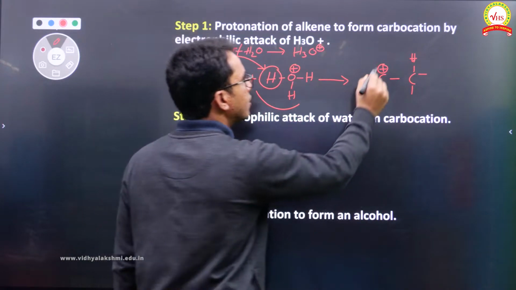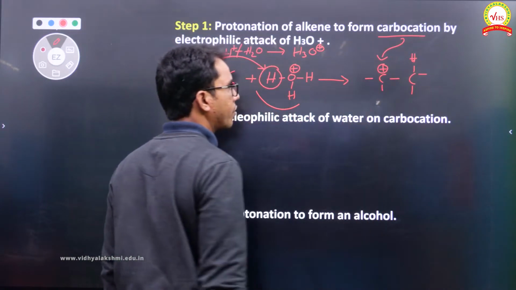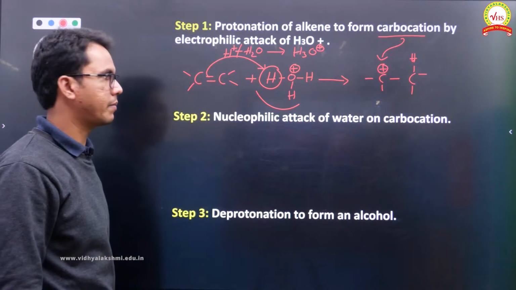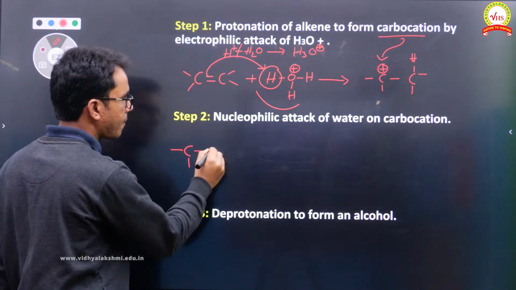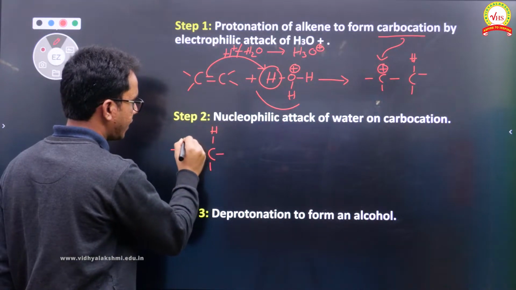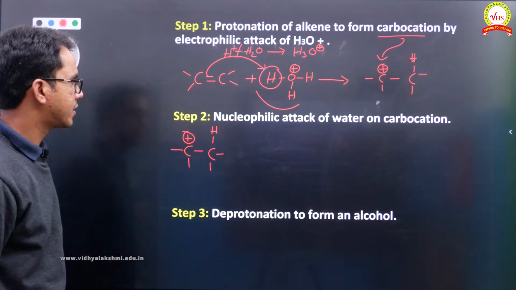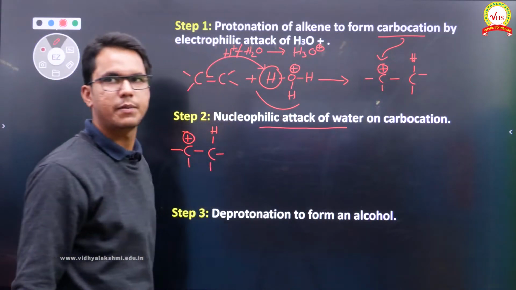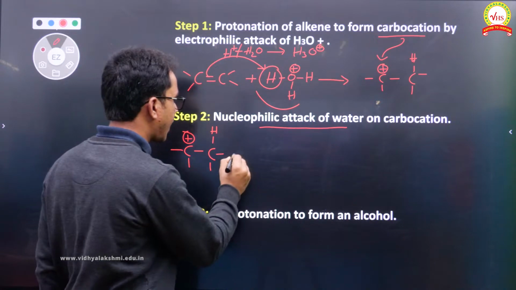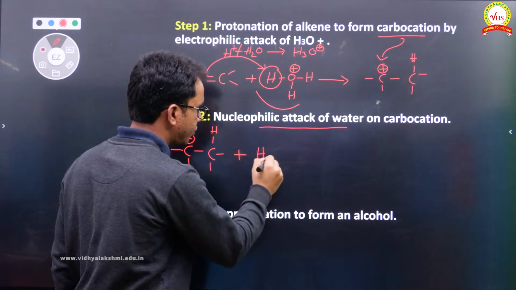What is this one? This is nothing but my carbocation. In the first step, formation of carbocation takes place. Now let us take the same carbocation which is generated in the first step. In the second step, nucleophilic attack of water takes place on the carbocation. Now water acts as a nucleophile, that is H2O.